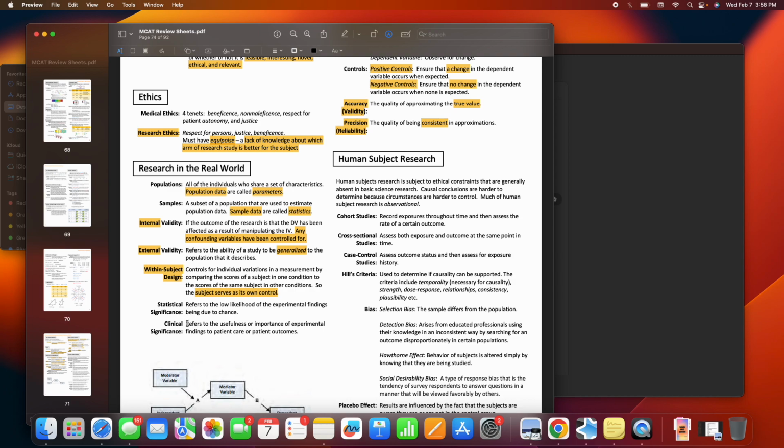Clinical significance refers to the usefulness. So we have statistical and clinical significance, two different things. Statistical is low likelihood. Clinical refers to the usefulness or importance of experimental findings to patient care or patient outcomes. The name implies how useful it is in patient outcomes.